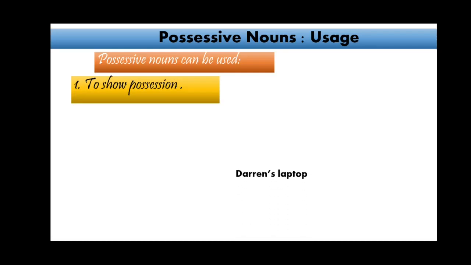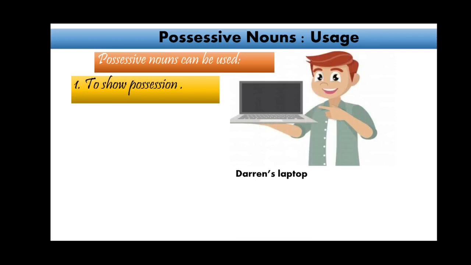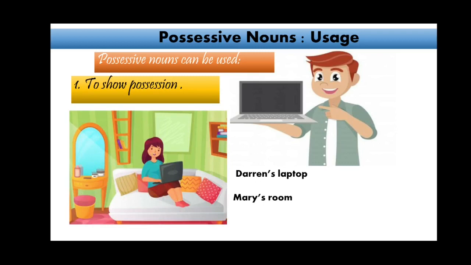As you can see, it is written Darren's laptop. So here we are using the possessive noun. Yes or no? We are showing the ownership. The laptop's owner is Darren. That is shown with the help of apostrophe s. Mary's room. So this was the first point where possessive noun can be used. There are 6 places. What is the first one? When we want to show any kind of possession.